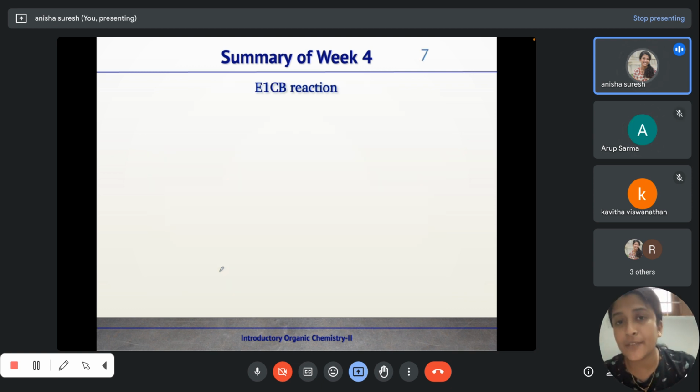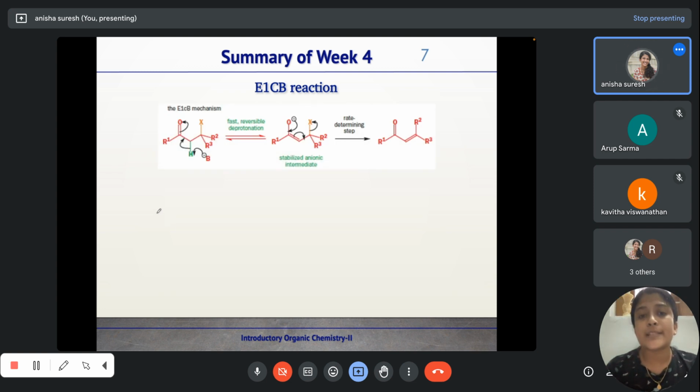Now coming to the E1cB reaction. This is the mechanism for the E1cB reaction. In this case, first the base will abstract the proton, resulting in the formation of an enolate. This is a fast and reversible deprotonation. Now when the enolate falls down, this double bond will shift to this side and this leaving group will be removed. This removal of the leaving group will be the rate determining step of this reaction.